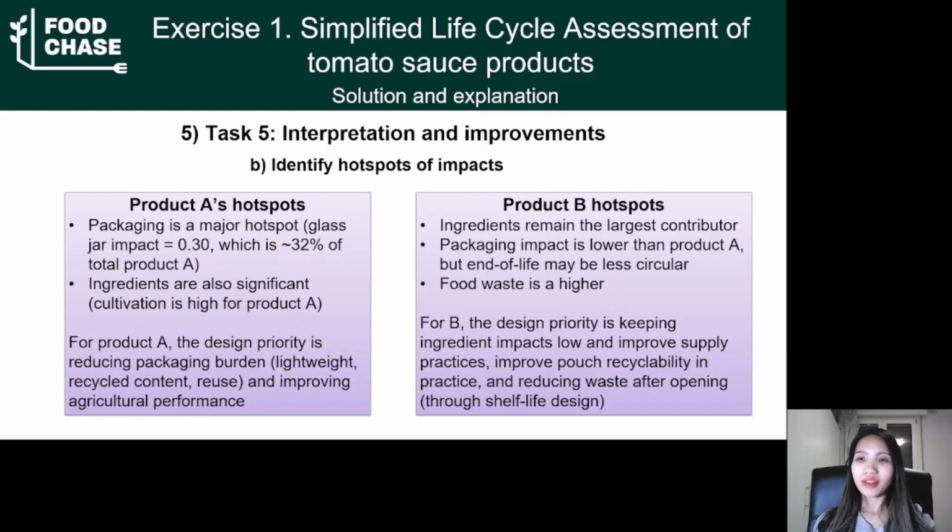Packaging impact is lower than product A, but the end of life could be problematic because it's less circular. And the food waste rate in the case of product B is also higher. So for product B, the design priority is keeping ingredient impact low by using organic ingredients and improving supply practice, improving pouch recyclability in practice, and reducing waste after opening through shelf life design.